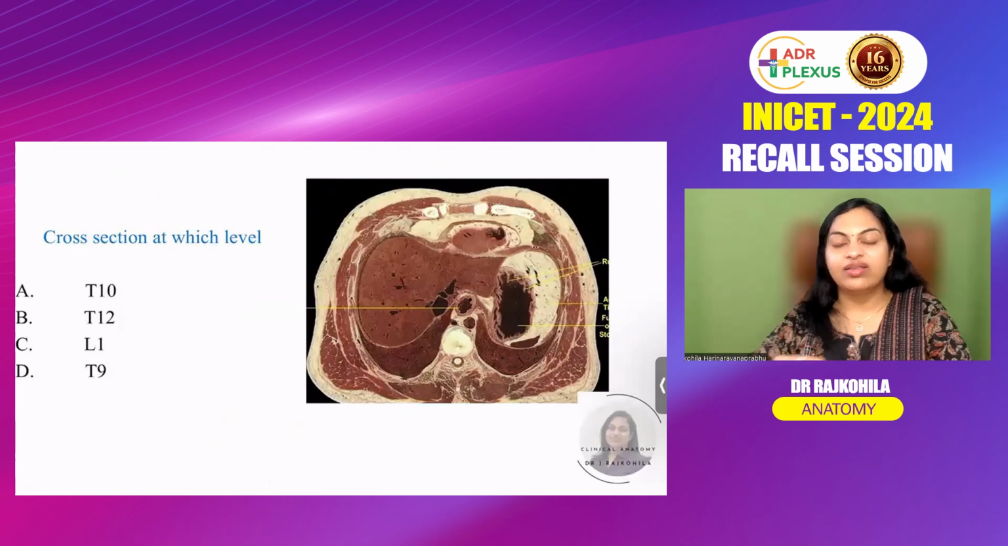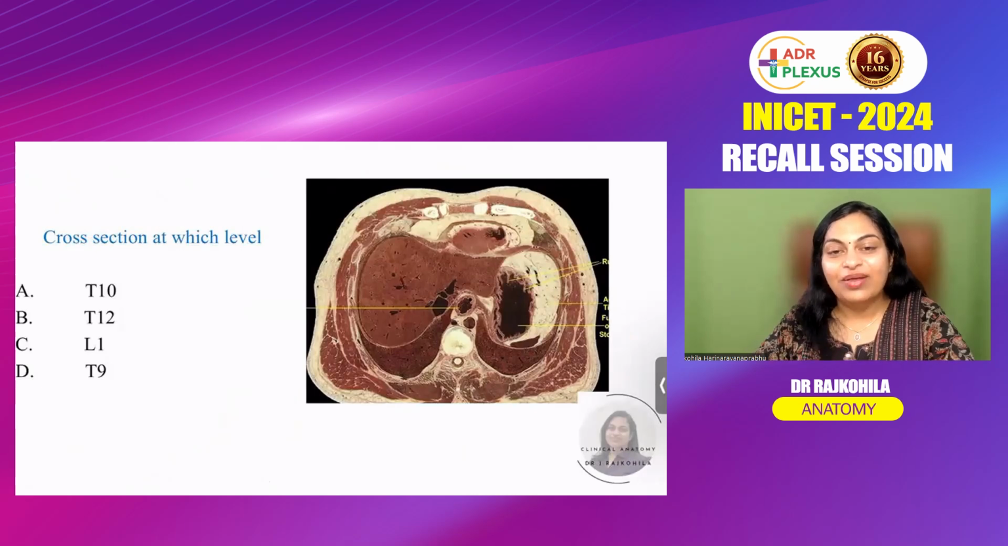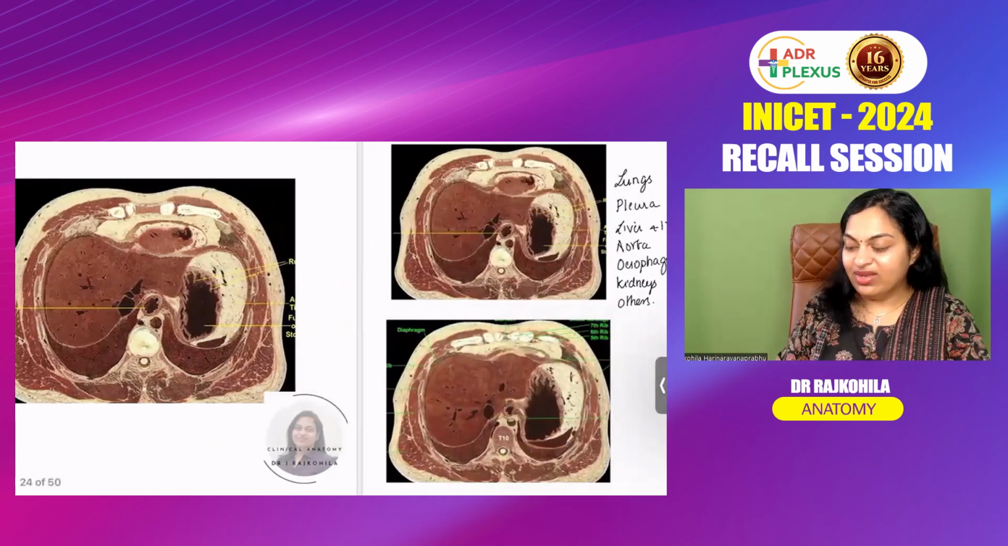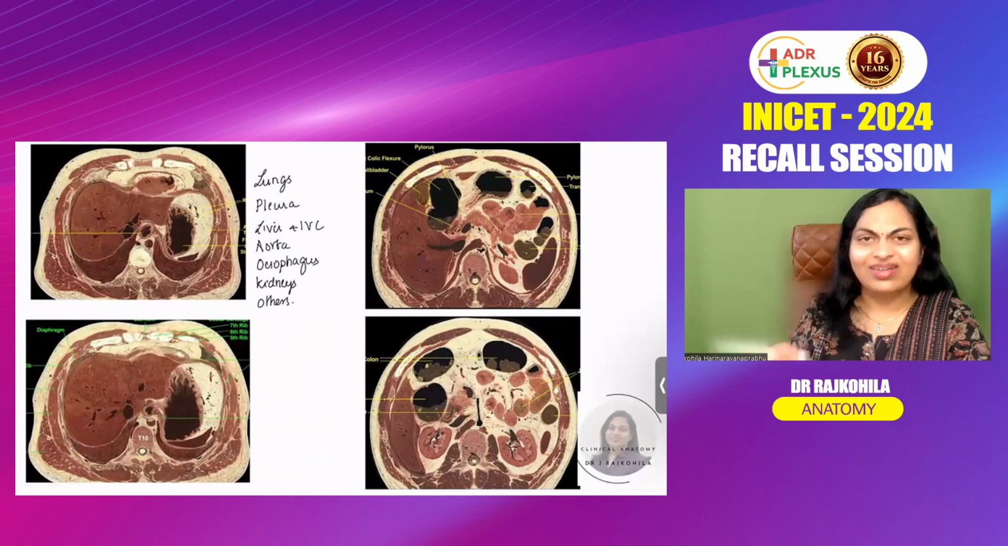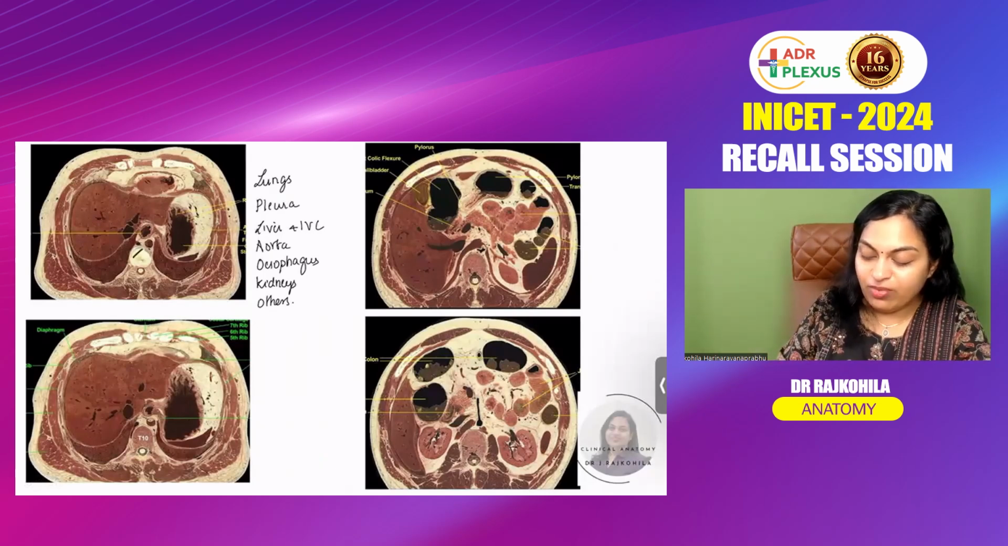Again, this was another interesting question. Cross section at which level was it? I've tried to compare the different cross sections. There was also controversy in the image put. Just we can learn it. Okay. So this I'll put it and then explain.